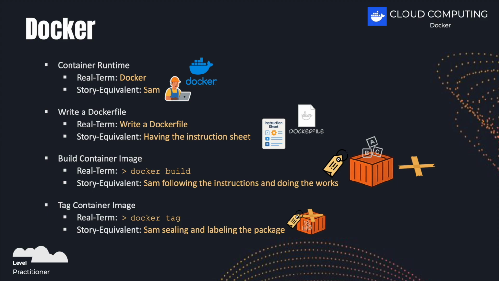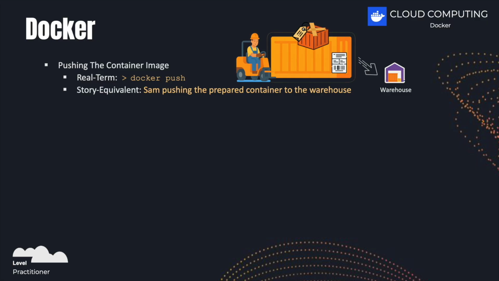After labeling the container, Sam moves it into the warehouse, so it's safely stored and ready for pickup whenever it's needed. In the real world, we use the Docker push command. Docker push uploads the created image to the container registry, such as Docker Hub or Amazon ECR, and this registry is like your software warehouse, keeping the image organized, versioned, and accessible.